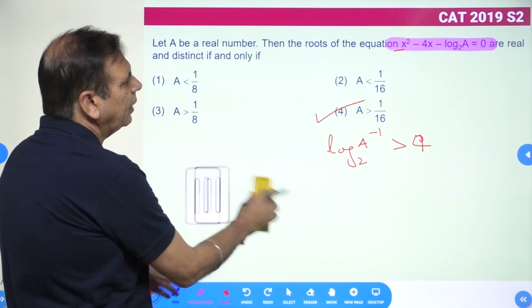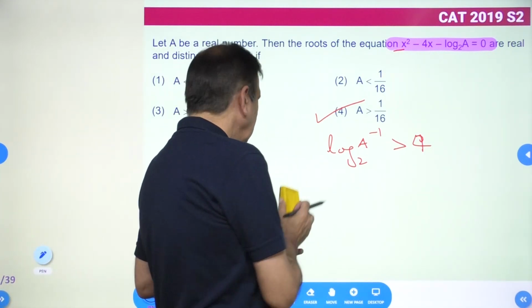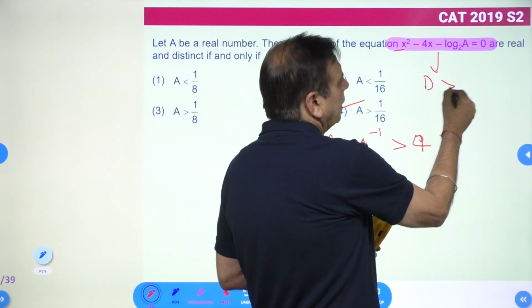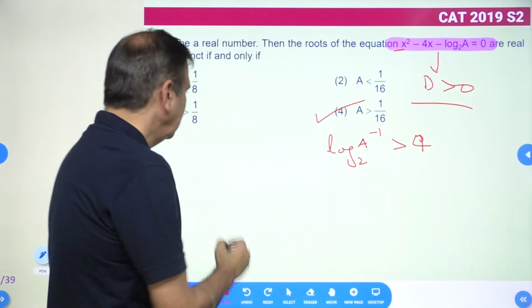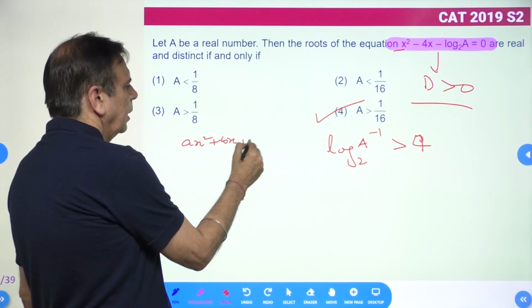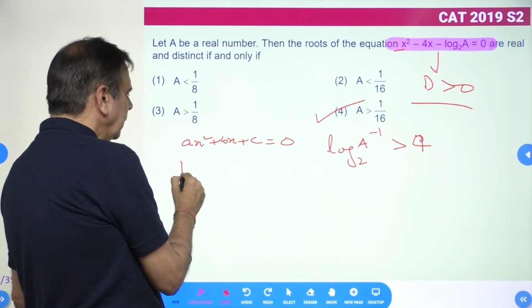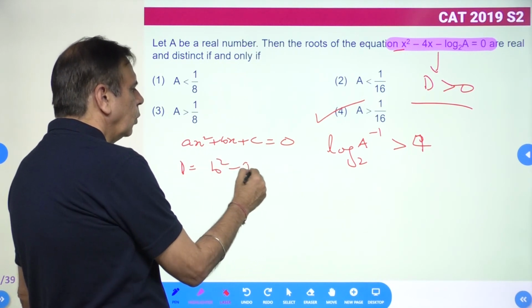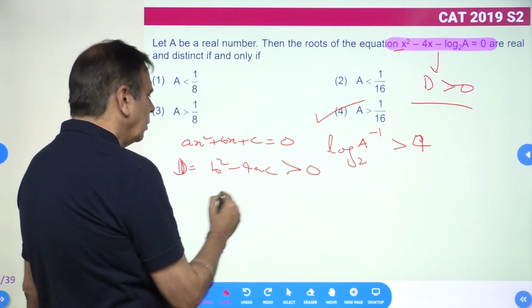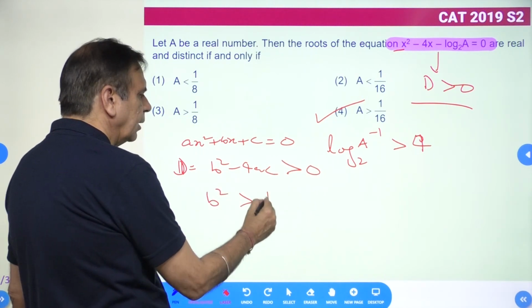So effectively all we are doing in this question is saying bhaiya discriminant has to be greater than 0, and discriminant means if I look at the equation as ax square plus bx plus c equal to 0, that means discriminant is equal to b square minus 4ac. Okay, if it has to be greater than 0, that means b square should be greater than 4ac.